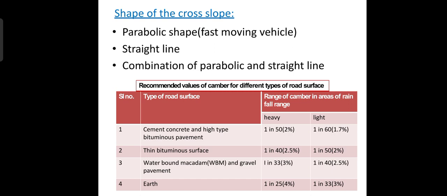The shapes of the cross slope: parabolic shape for fast moving vehicles, straight line, and a combination of parabolic and straight line. Here some of the recommended values of camber for different types of road surface are given.